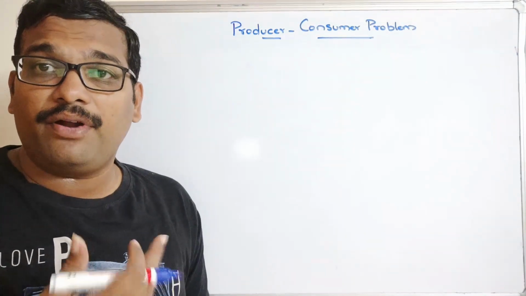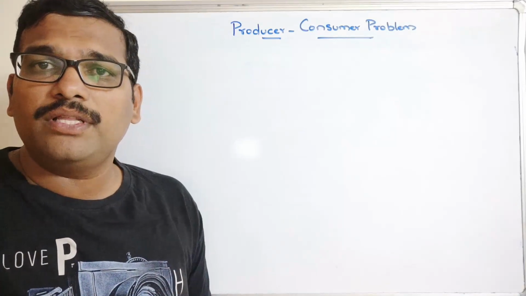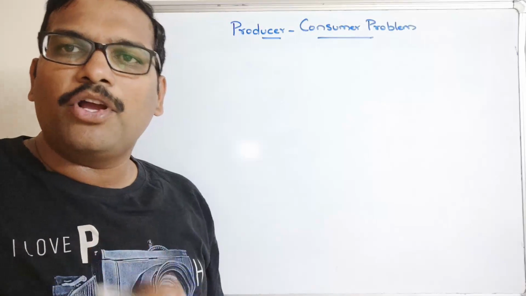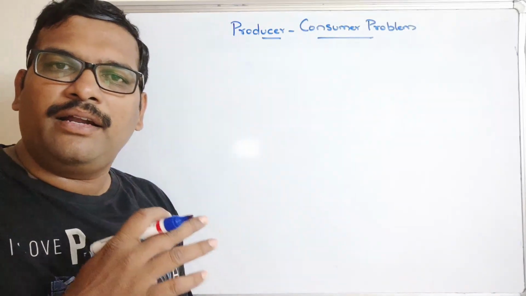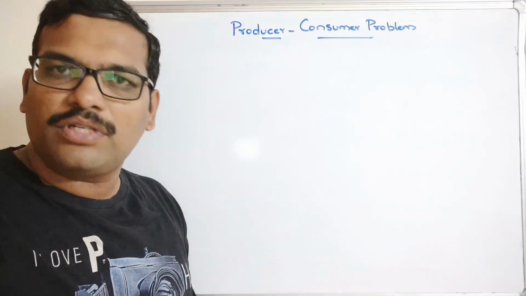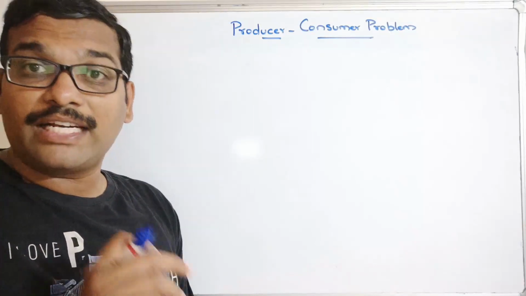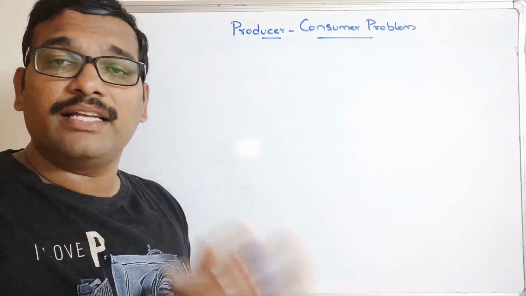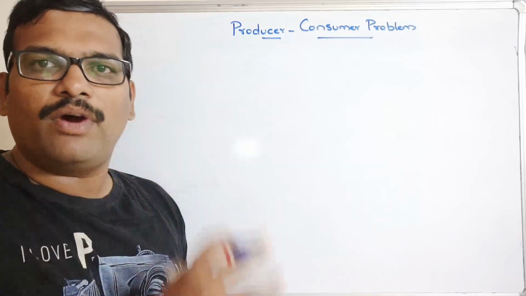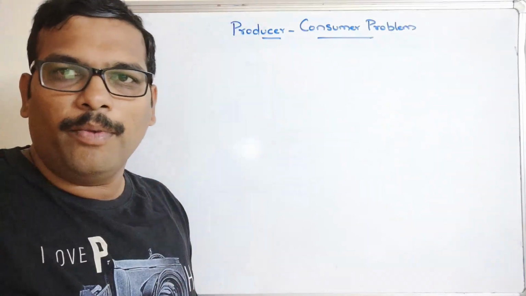We have seen different types of processes, and particularly if you are using cooperative processes, they require process synchronization, because in cooperative processes the memory will be shared among different processes, so the data can become inconsistent. That's why we require process synchronization in cooperative processes. One such problem which requires process synchronization is the producer-consumer problem.